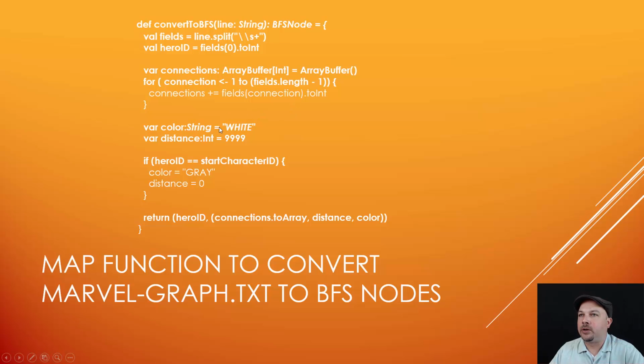We will set the color initially to white and the distance to infinity, 9999. Now, if this happens to be the character that we're starting from, say it is Spider-Man and I'm trying to measure degrees of separation from Spider-Man, then that's a special case. That's going to be gray, meaning that I want to explore that further, and the initial distance will be 0 because Spider-Man is Spider-Man. And I will just convert that to the tuple that I want using the toArray method on my array buffer to actually convert that mutable array buffer to an immutable array. Okay, so that's what's going on here.